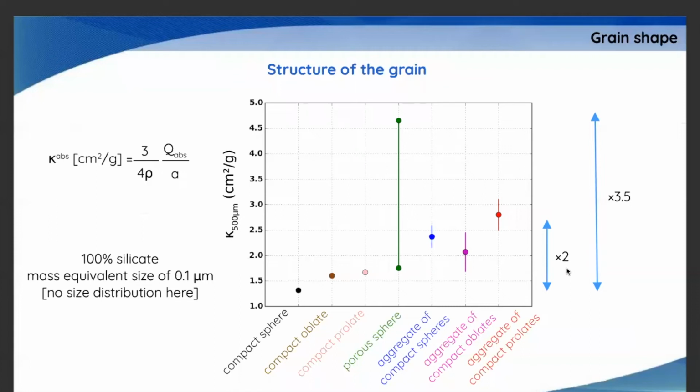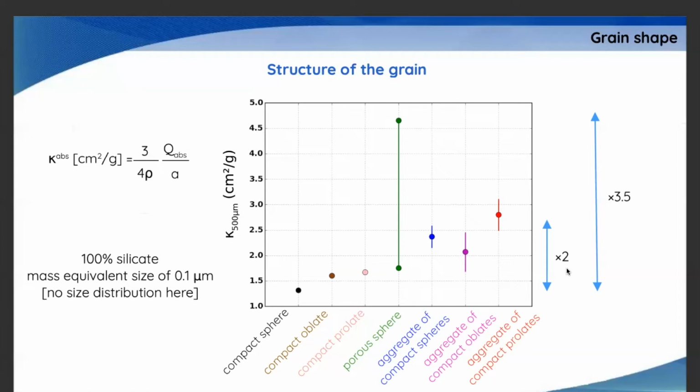I can do the compact sphere, which is the black, and here what I plot is the mass absorption coefficient at 500 micron. On the left you have the compact sphere, then the compact oblate, the compact prolate, and a porous sphere. The dispersion shows you 10% porosity and up to 40% porosity. Then you have an aggregate of compact spheres, an aggregate of compact oblates, and an aggregate of compact prolates.